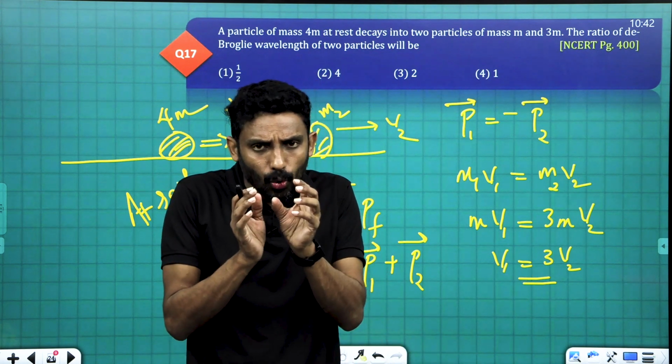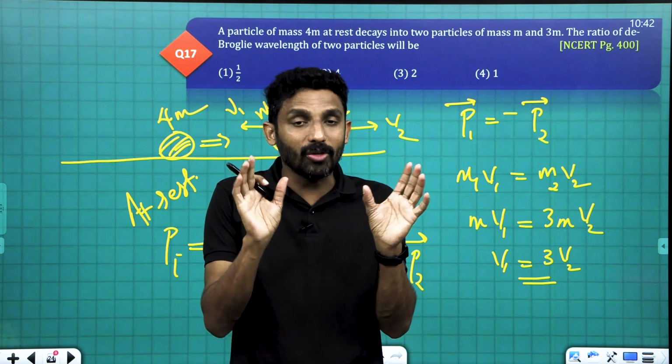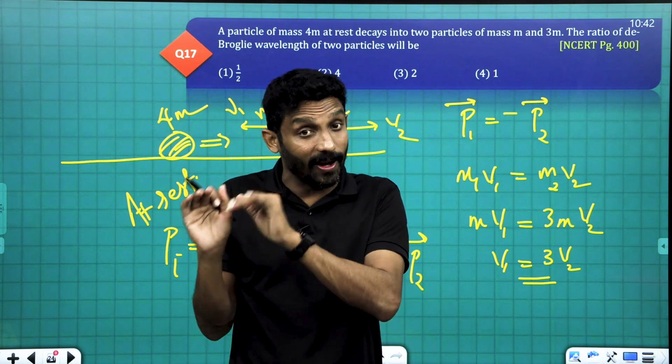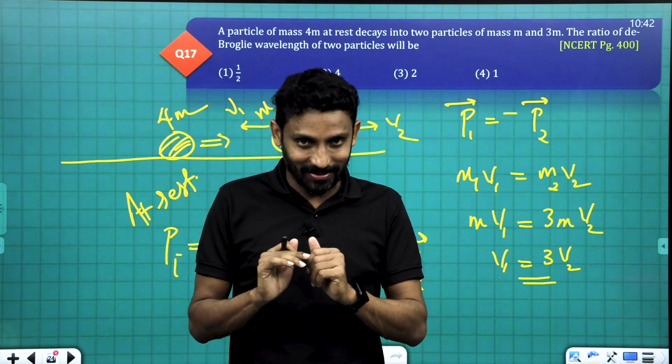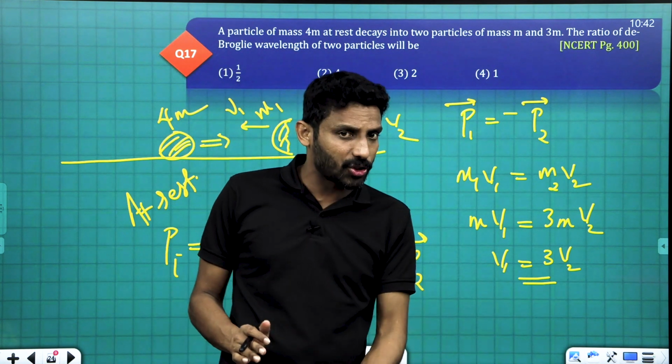In order to equate the momentum values, that is, mass into velocity is a constant, if mass is less, velocity will be greater. So this is the connection between their speeds.